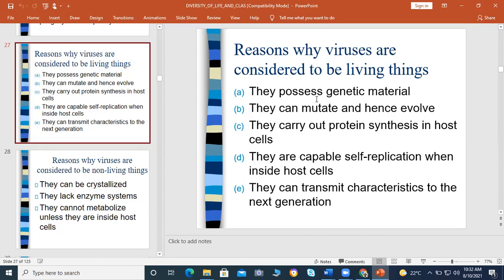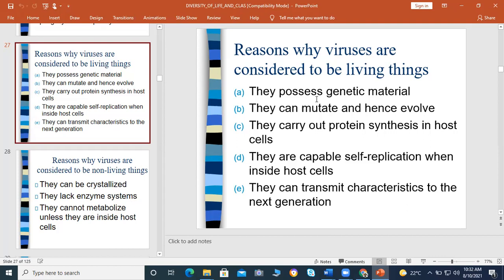Number two, viruses can mutate and therefore can evolve. All living things can undergo evolution. You are hearing of the variants of coronavirus. We had the India variety. We have now the Delta. We have the South African. Within a short time, this coronavirus has mutated very rapidly.